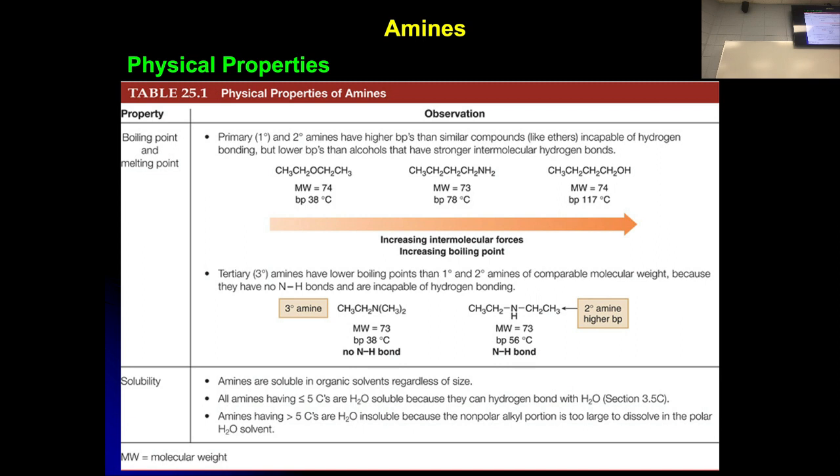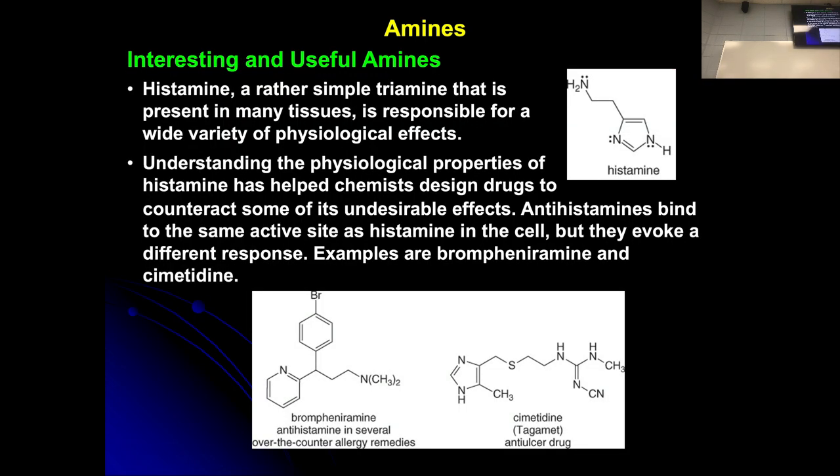You're going to find that all amines are soluble in organic solvents, regardless of how big they are, but the water solubility, again, is going to follow that 5-carbon rule. So if you have 5 carbons or fewer for every amino group, chances are it's going to be soluble in water. If it doesn't satisfy that, chances are it's going to be insoluble in water. So we can use that to our advantage.